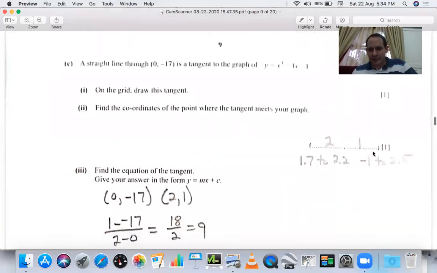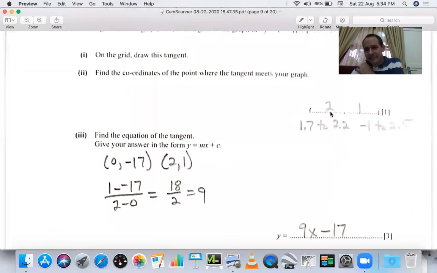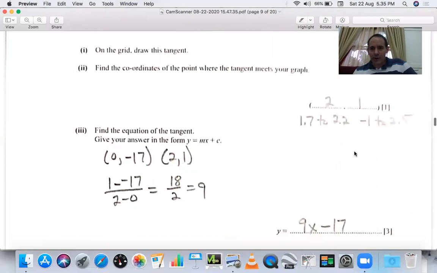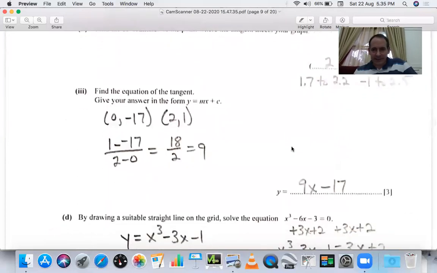And so the place where it touches, my estimation was (2, 1), and it gives you a window of opportunity. You could say anything between 1.7 to 2.2 for the x value, and then anything between -1 to 2.5 for the y value. So I gave the point (2, 1) where it touched on mine.